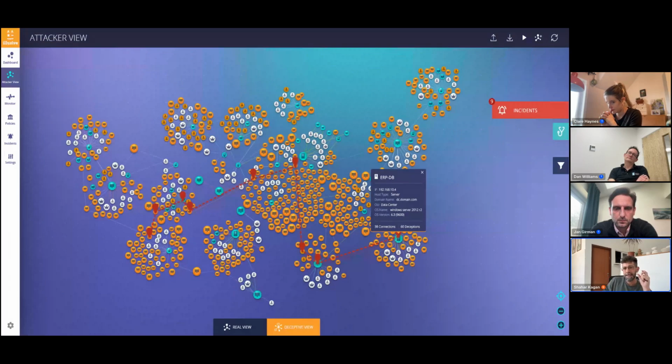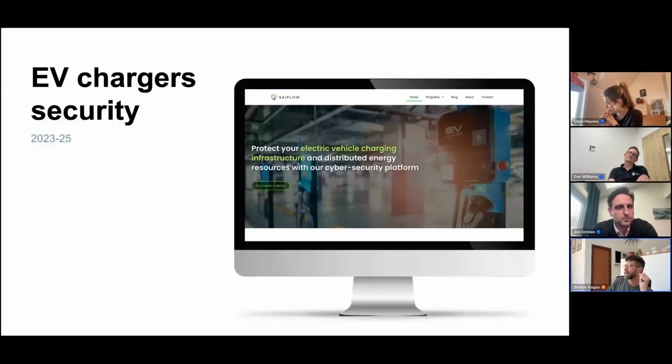Now, let's discuss another type of map. With SafeFlow, the map told a completely different story. SafeFlow is a system that monitors charging stations of electric vehicles. And in systems that monitor products, it's important to have quick and clear identification of the problem. Not what might happen, but what has already happened.